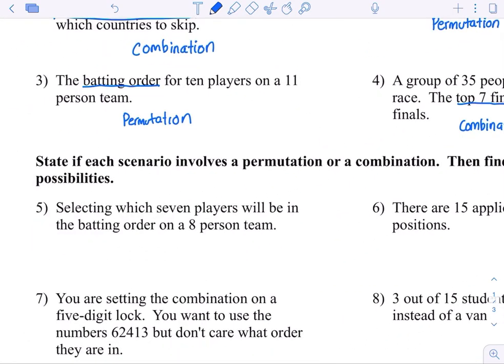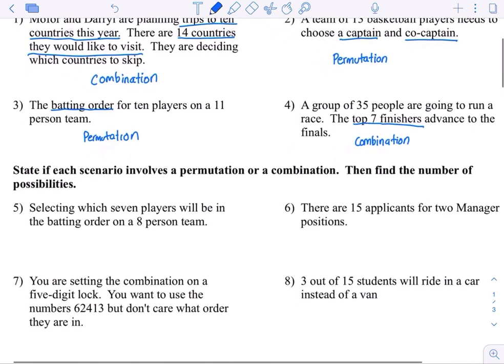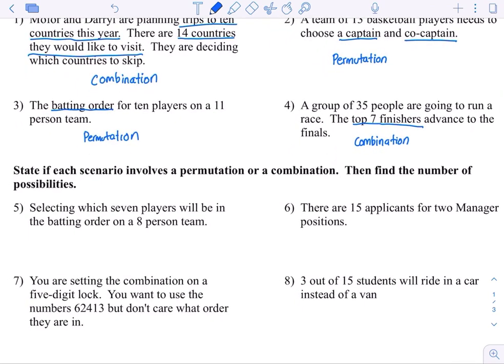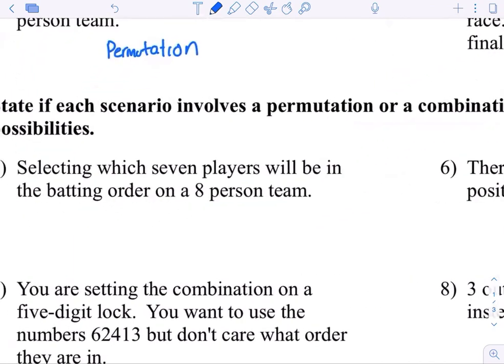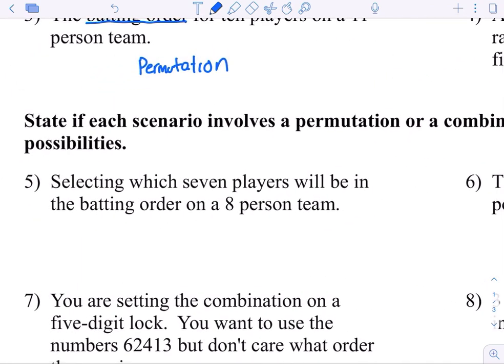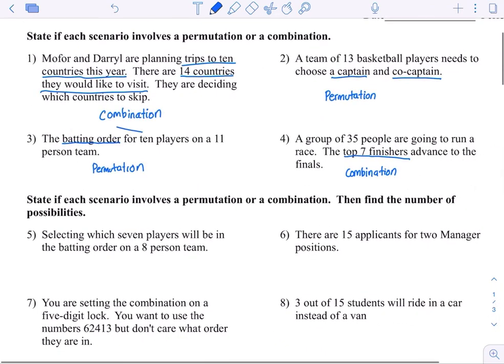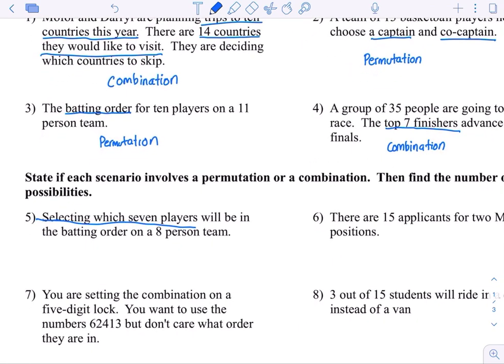Okay, number 5. For the rest, it says state if each scenario involves a permutation or combination, then find the number of possibilities. First, this says selecting which 7 players will be in the batting order on an 8-person team. This one differs from the earlier one, because in the first one, it specifically says what is the batting order for the 10 players. This one says selecting which 7 players will be in the batting order. So how you choose those 7 players doesn't really matter. So this one is going to be a combination.